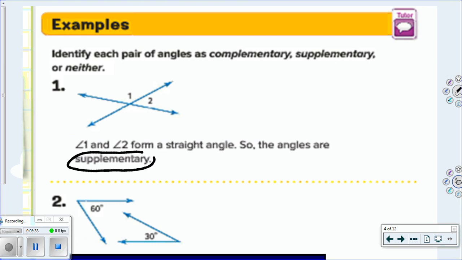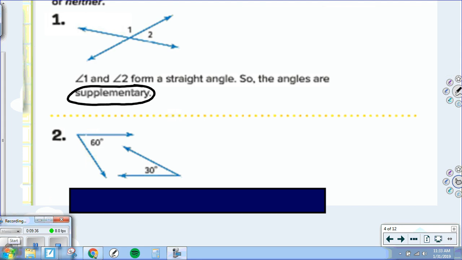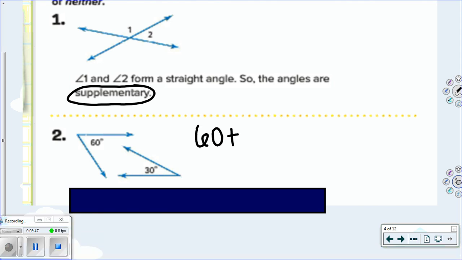All right, our next example, we have an 85-degree angle and we have a 90-degree angle. Again, if I'm giving the measure of two angles, I'm going to add them up. What is 85 degrees plus 90 degrees? What do we get? 175. So are they supplementary, complementary, or neither? They are neither. Good.